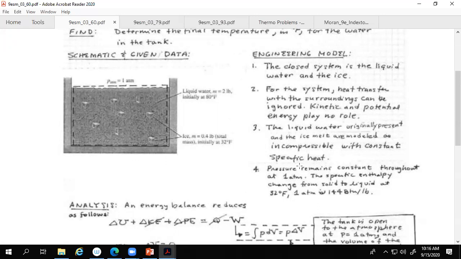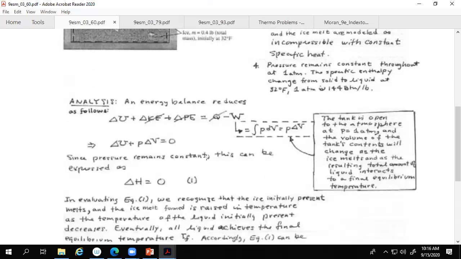Pressure remains constant throughout at 1 atmosphere. Specific enthalpy change, and then there's the 144. So we've already been through that. Okay, so let's write. We write the first law.